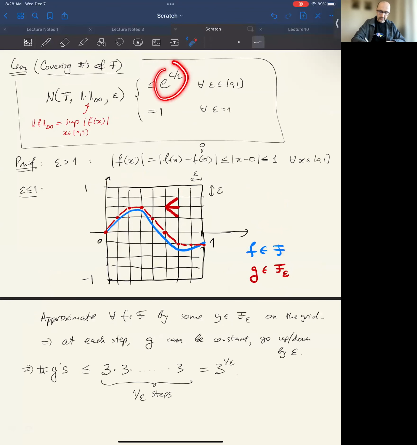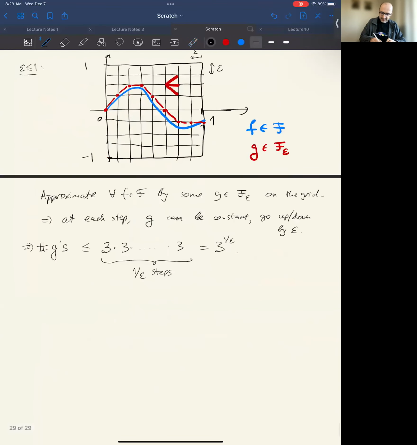So we proved, actually we proved it better. We proved 3 to the power 1 over epsilon. We proved this lemma. Good, agreed. Okay, we approximated all Lipschitz functions. We now have the bound on the covering numbers, and we can apply Dudley inequality.